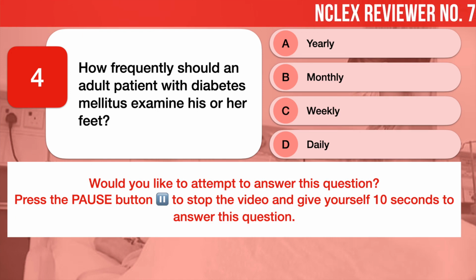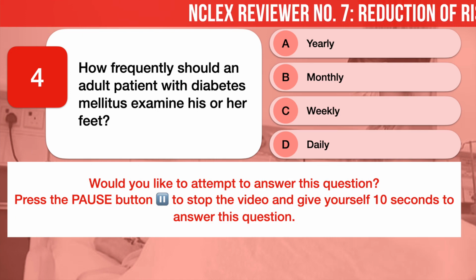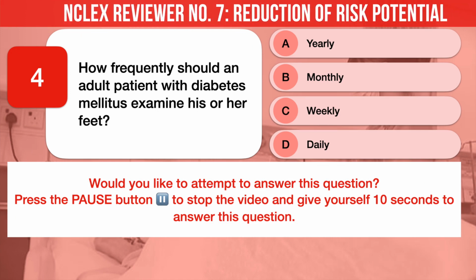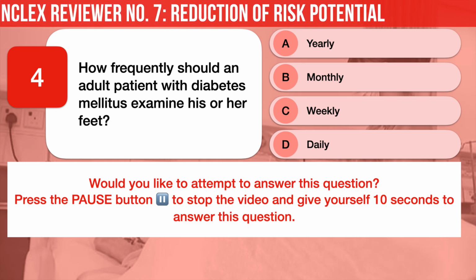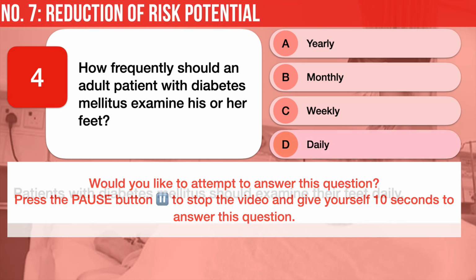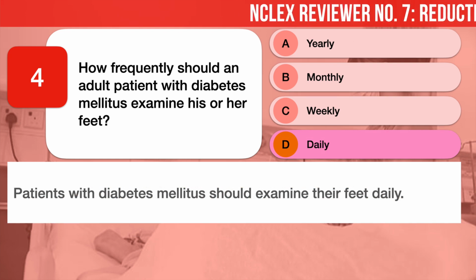Question number 4. How frequently should an adult patient with diabetes mellitus examine his or her feet? A. Yearly. B. Monthly. C. Weekly. D. Daily. The correct answer is D. Daily. Patients with diabetes mellitus should examine their feet daily.